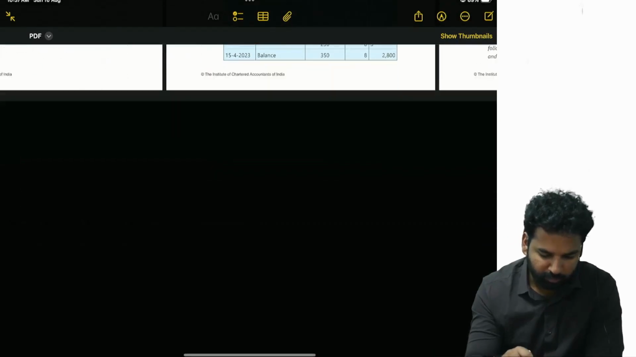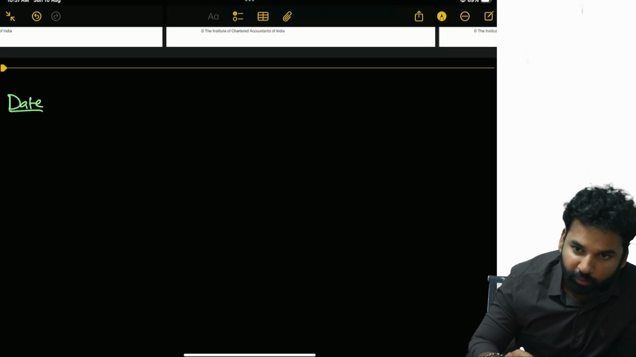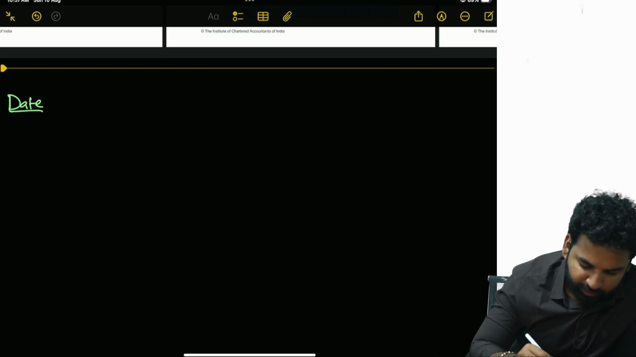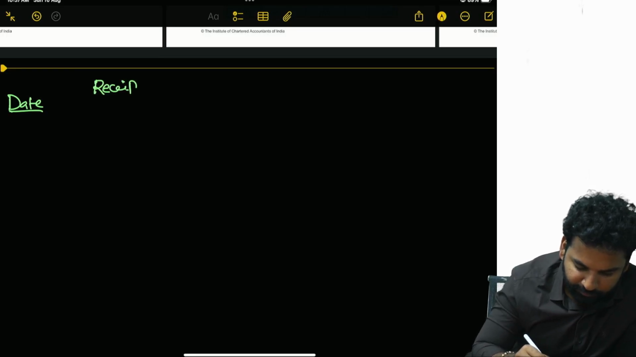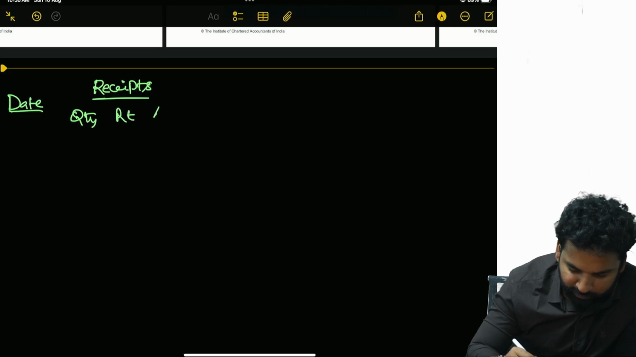Can we do it? So now tell me simply what shall be done? Just stores ledger. If you put the format, it will take hardly 5 to 10 minutes, but all the figures will be matched, so there will not be any confusion. So now date we have to take. Next, receipts. In that receipts, what shall be there? Quantity, rate, and amount.